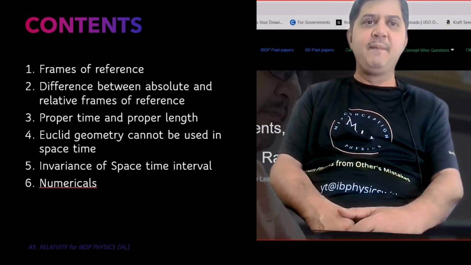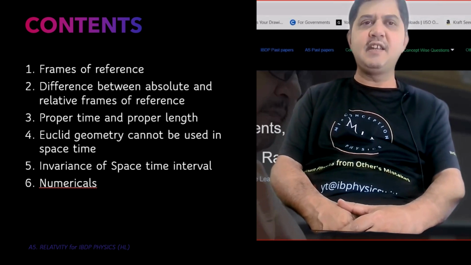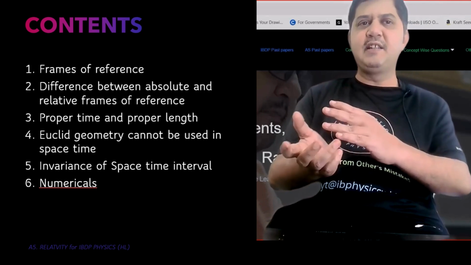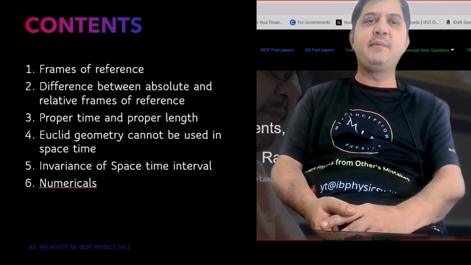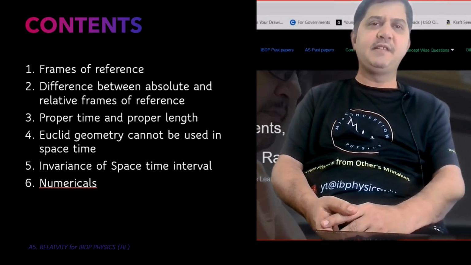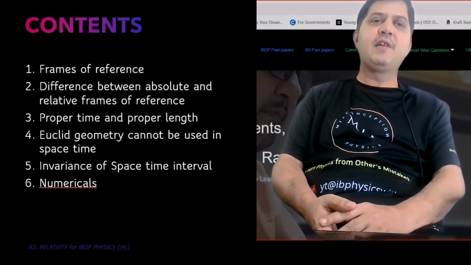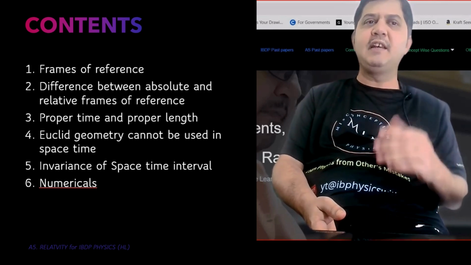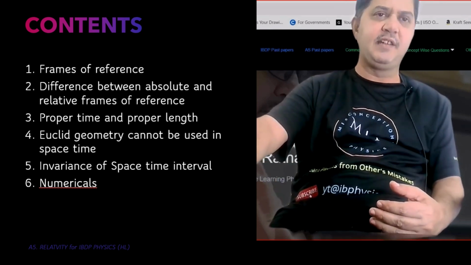It is of no use. Then you have the invariance of the space-time interval. So you cannot say length is constant or time is seen to be constant. Both of them change in such a way that we define a new quantity known as the space-time interval. Let us see what you mean by space-time interval, how you write it, how you verify it, and what the invariance is. This is the only thing that does not change when a particle is moving at relativistically high speeds. And then we look at a few numericals based on this.